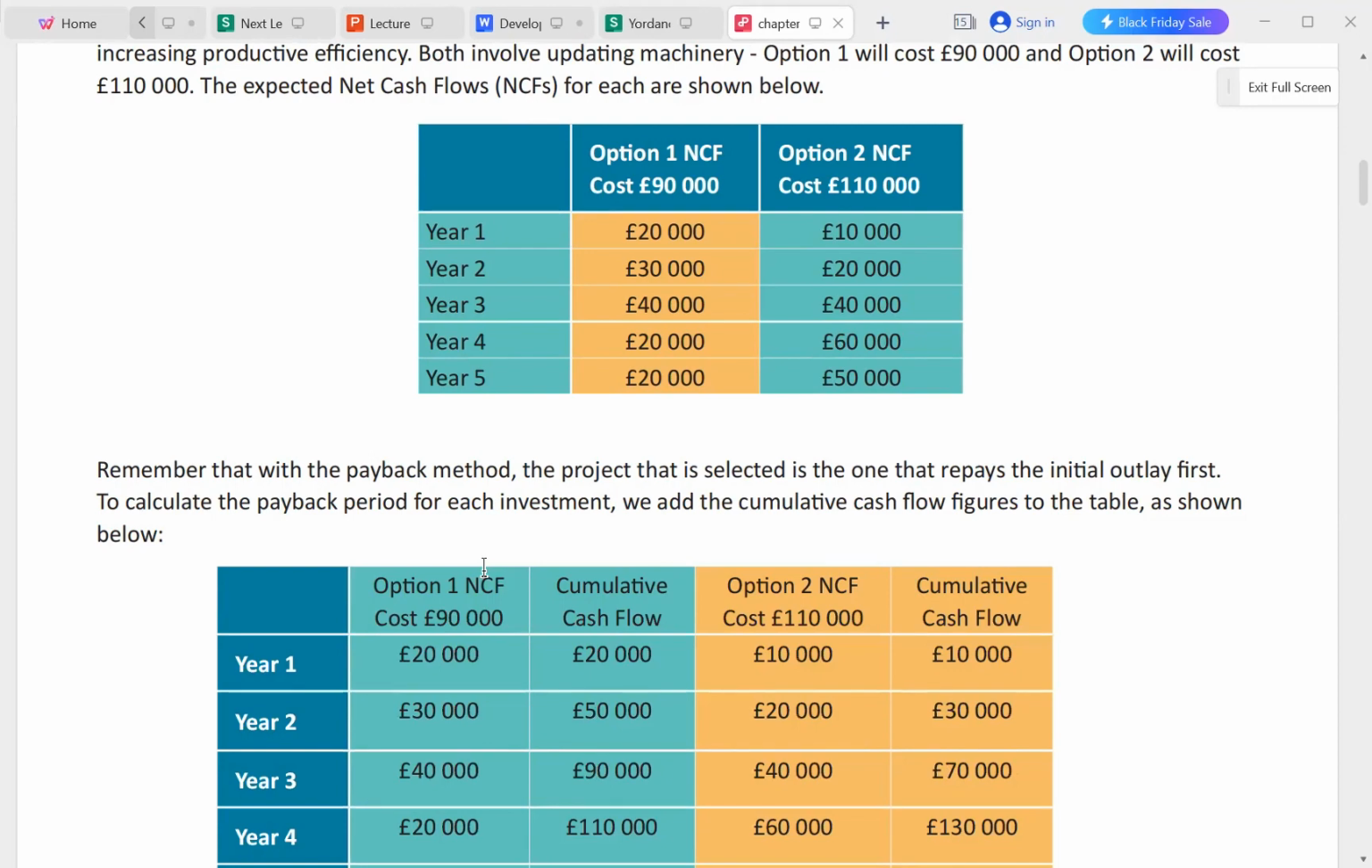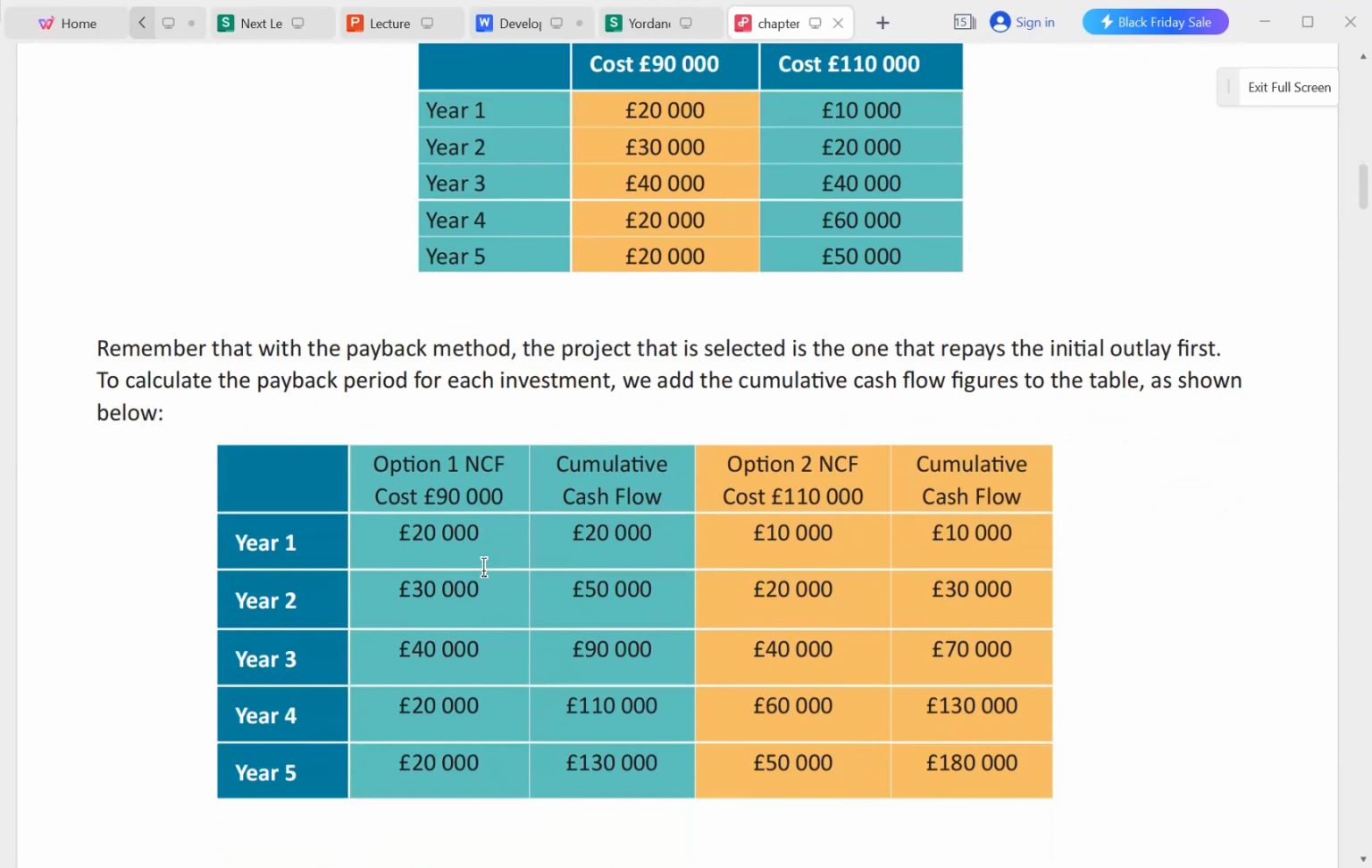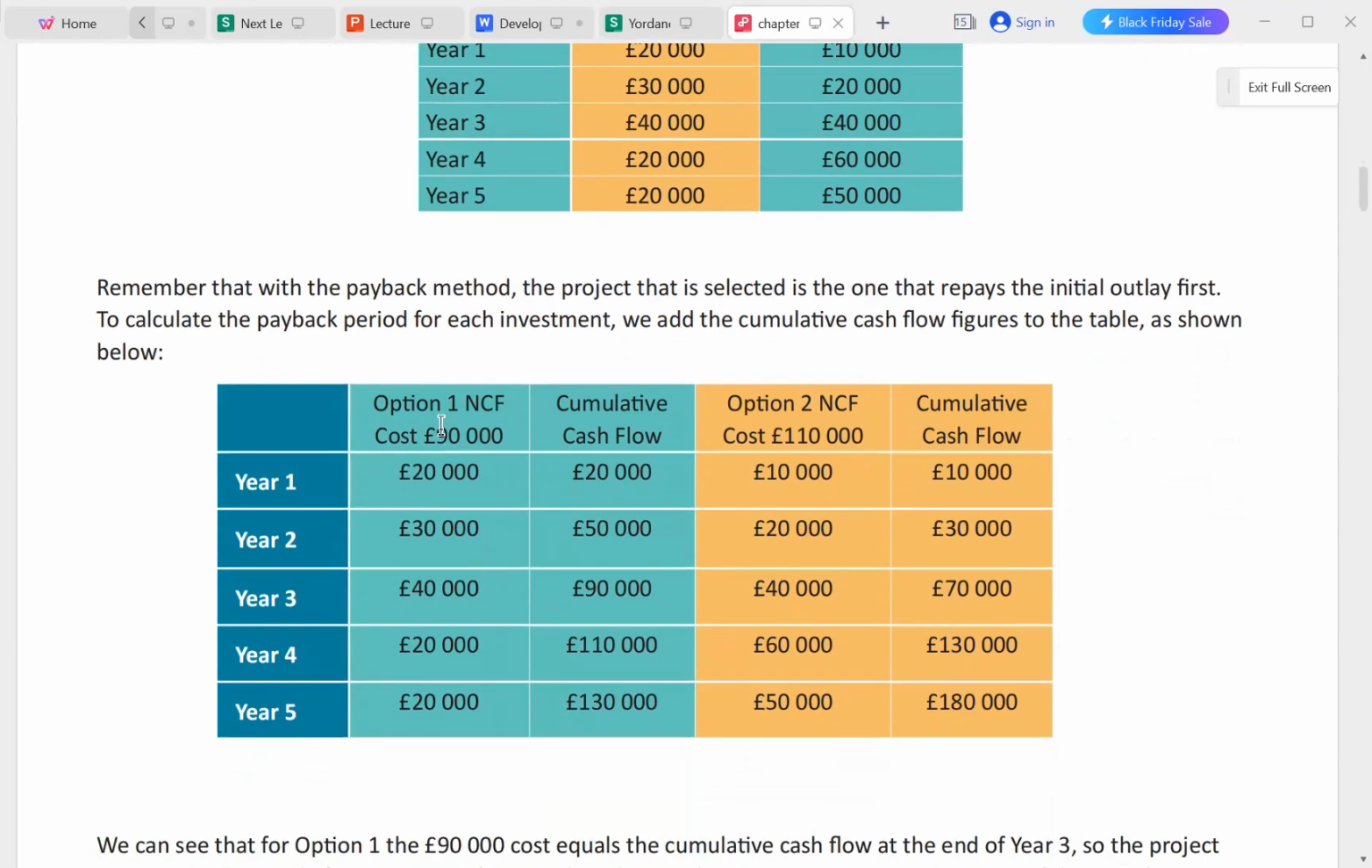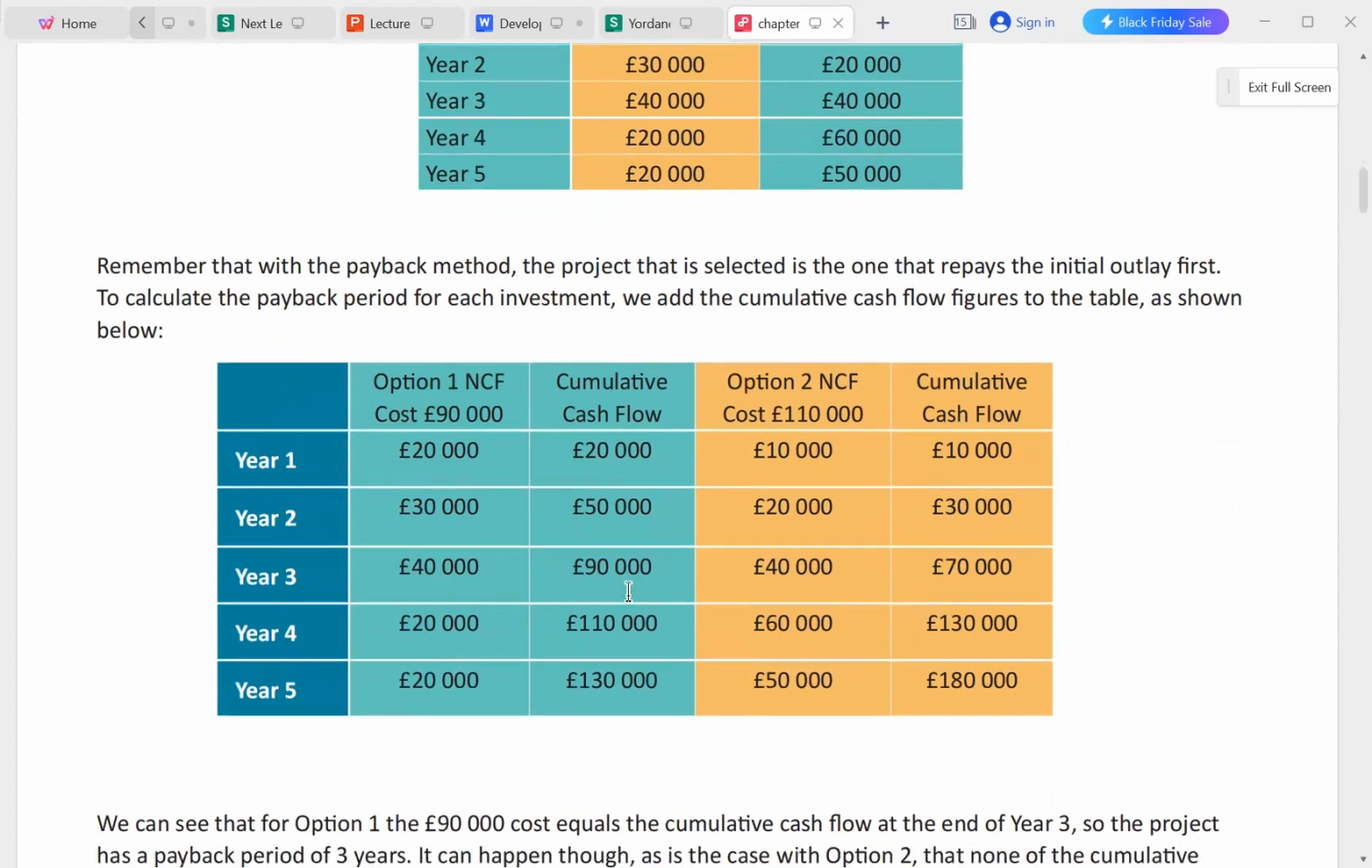To calculate the payback period for each investment, we add the cumulative cash flow figures to the table as shown. So as you see here, we are adding it. Imagine that there is a year 0. So 0 plus 20,000 gives you 20,000. Then you are adding 20,000 plus 30,000, it gives you 50,000. Then as we go, adding all of this up to year 3, it gives you 90,000.